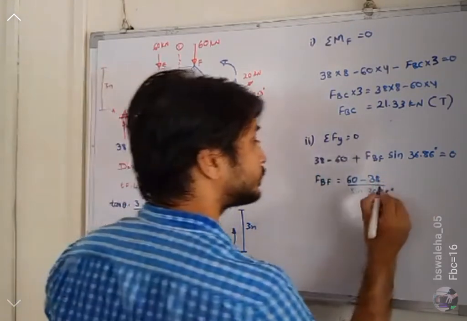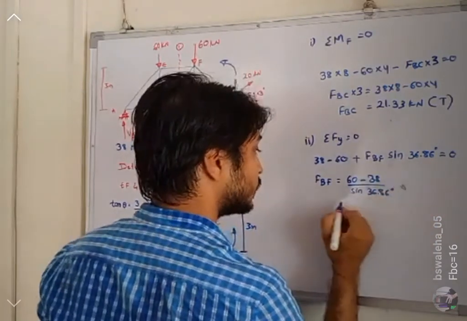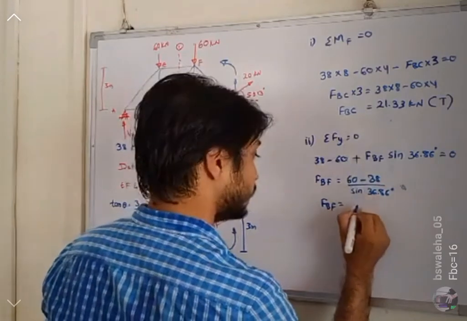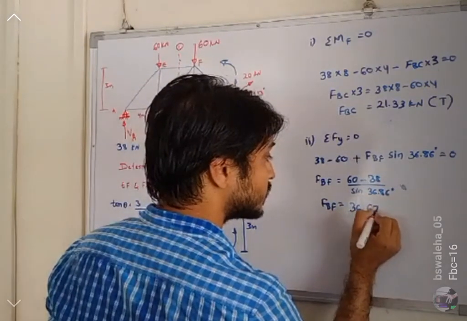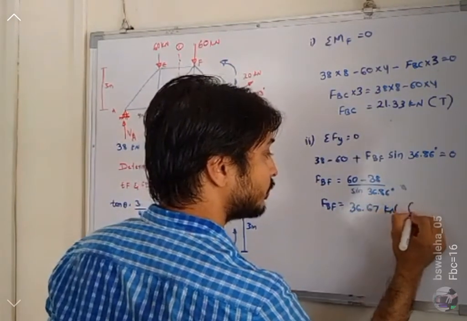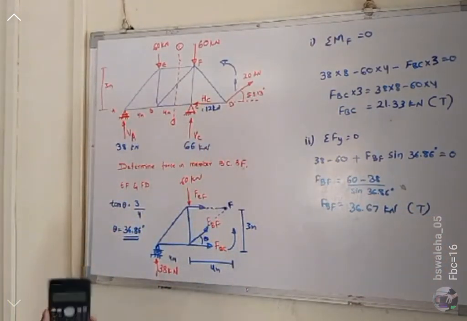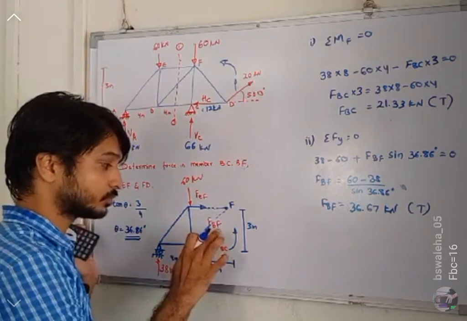So we get FBF equals 36.67 kilonewton. Again we have got positive, so let me consider it as tension only. So we have found these two, right?